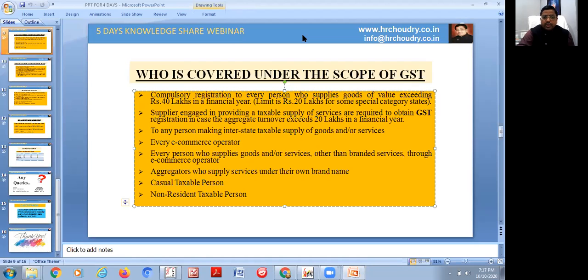Any person making interstate taxable supply of goods, if you are selling goods to some other state, it is mandatory to take the GST registration. Every e-commerce operator, and every person who supplies goods and services other than branded services through e-commerce, must take the GST registration. An aggregator who supplies services under their own brand name must also take it. Casual taxable persons and non-resident taxable persons also have to take registrations.